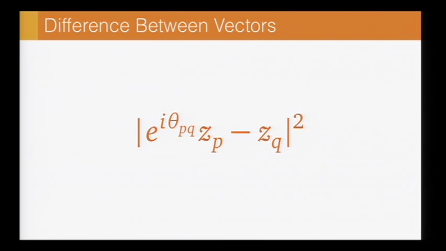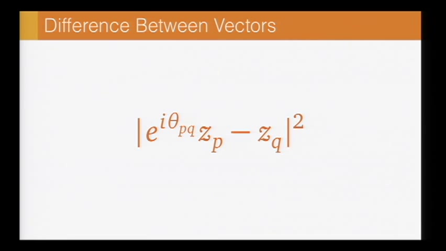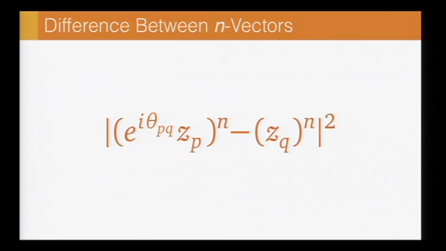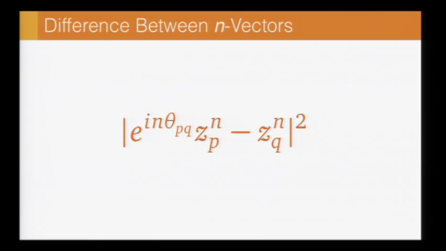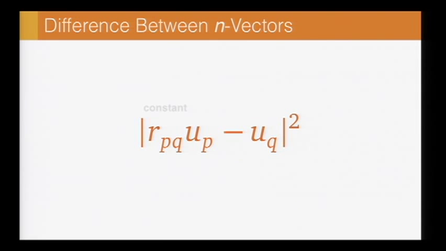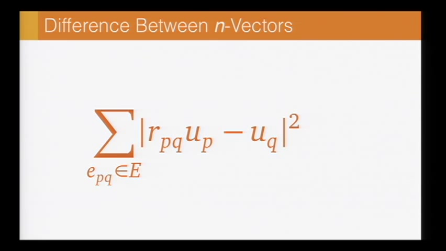Now, since this rotation only depends on the shape of the surface, it's a constant, and so we just end up with a nice quadratic expression for the difference between vectors at different points. If we want the difference between two n vectors, then, as I described, we just raise everything to the nth power, and we make a change of variables. We go from these coefficients z to our representation vectors u. And again, this thing on the left is just a constant, and so we end up with a nice quadratic energy that we can sum up over the entire domain.